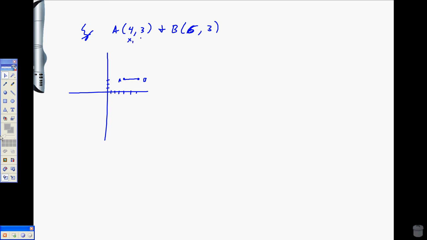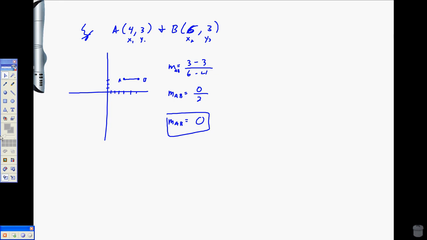Again, x1, y1, x2, y2. Nothing different. And I put this into the slope formula. Slope of AB. And we can see that it's a horizontal line, so we should end up with a slope of 0. Well, y2 minus y1 is 3 subtract 3. Divided by x2 subtract x1, 6 minus 4. The slope of AB is equal to 0 divided by 2. Well, 0 divided by 2, we should all have 0 for an answer. Hence, horizontal line. Perfect. Okay.